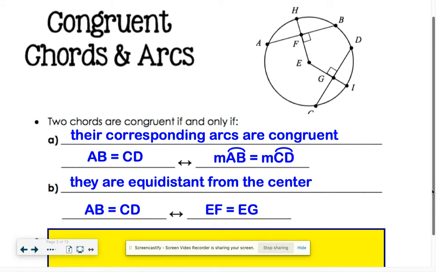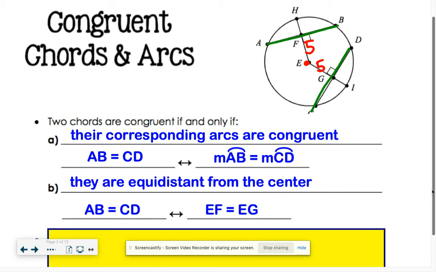Another way to know if two chords are congruent is if they are equidistant from the center. So AB is equal to CD. So chord AB is congruent to CD if and only if they are the same distance away from the center. So let's pretend if this was 5 and EG was 5, then we would automatically know that those chords in green would be equal.